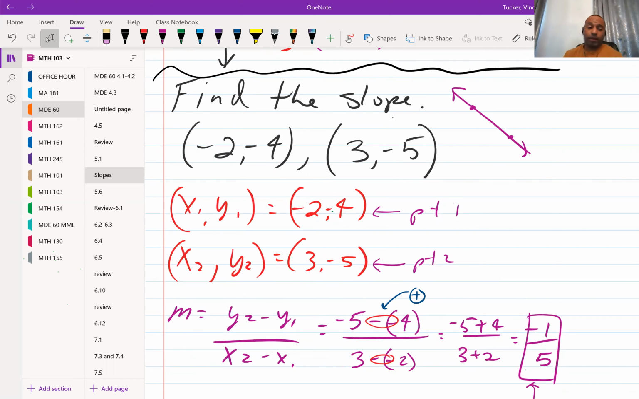So in both cases, top and bottom, negative to a negative turns positive. That's why I circled that, and that'll give you -5 plus 4 on top, 3 plus 2 on bottom, and that'll be -1/5. That would be your slope. You don't have to convert that to a decimal.